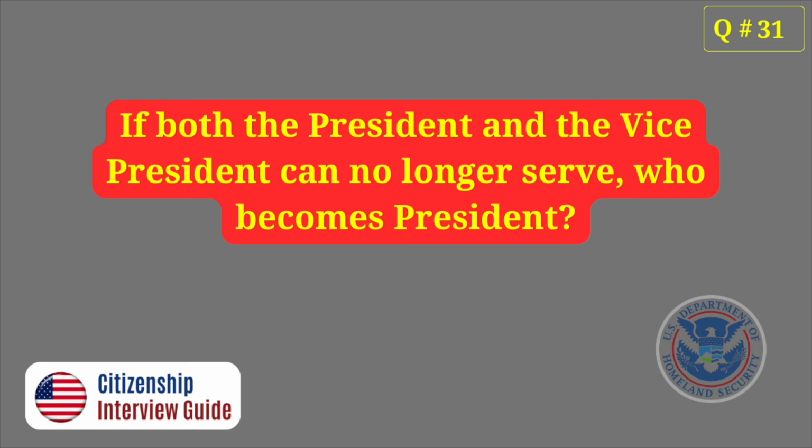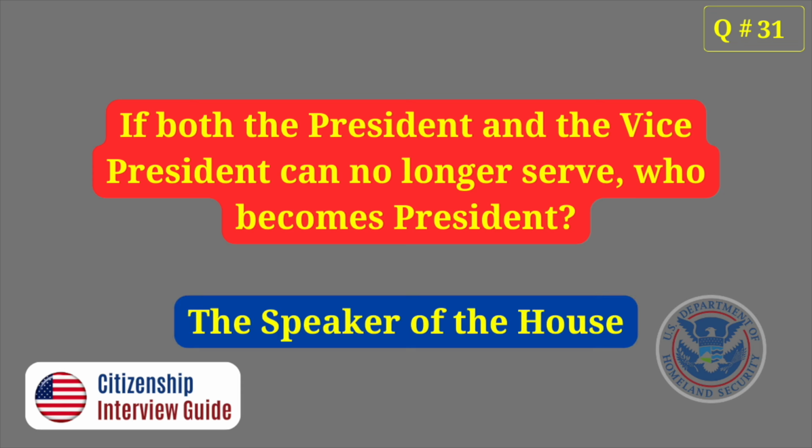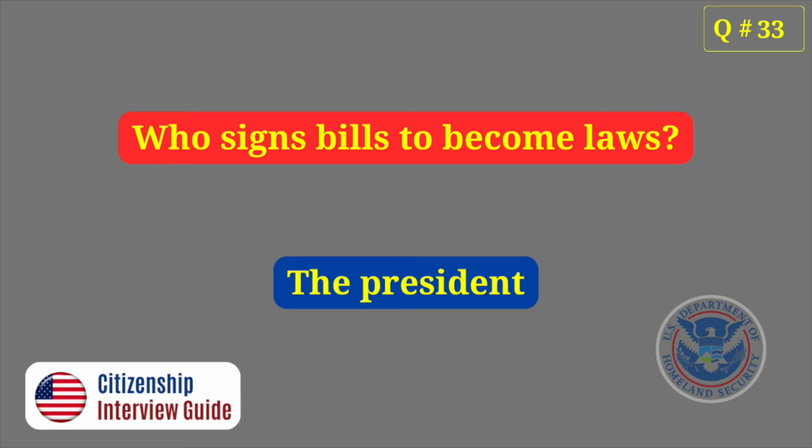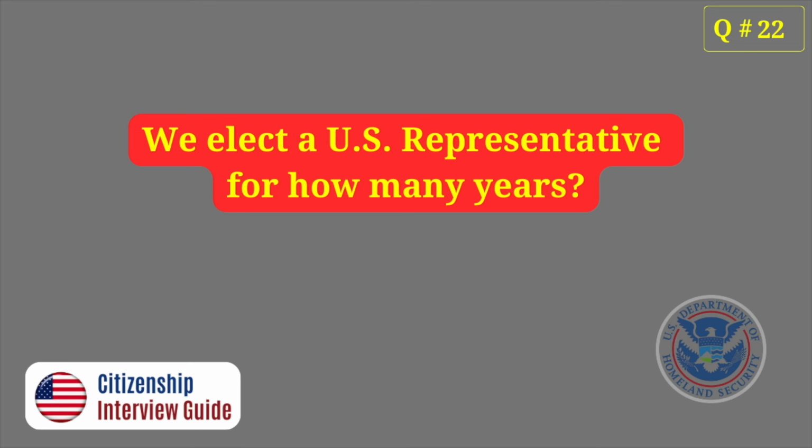If both the president and the vice president can no longer serve, who becomes president? The Speaker of the House. Who signs bills to become laws? The President. We elect a U.S. representative for how many years? Two.